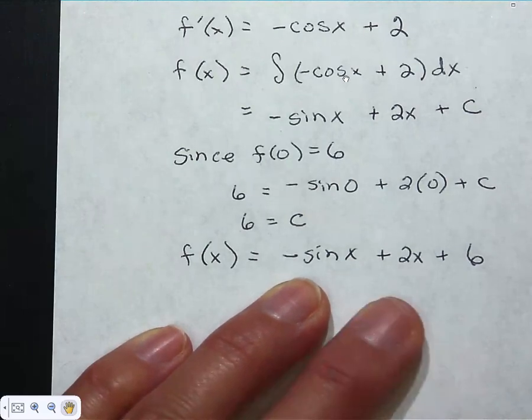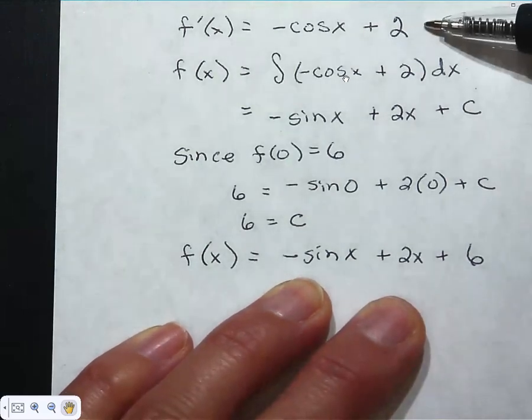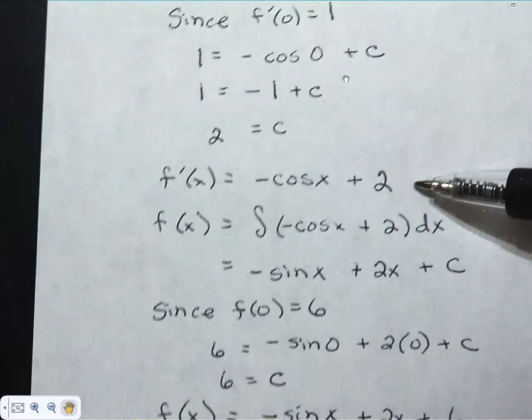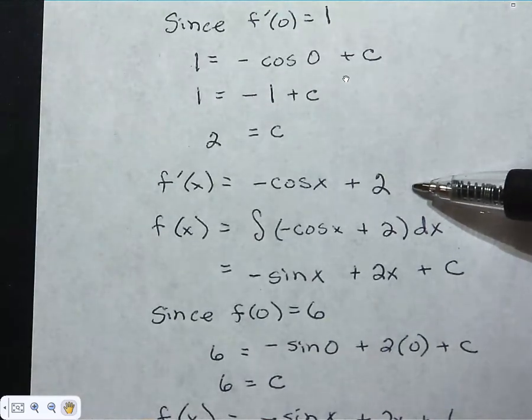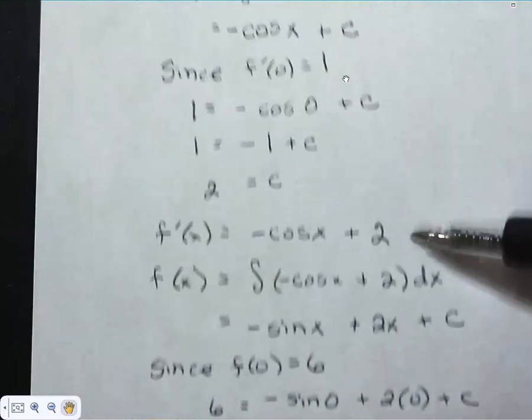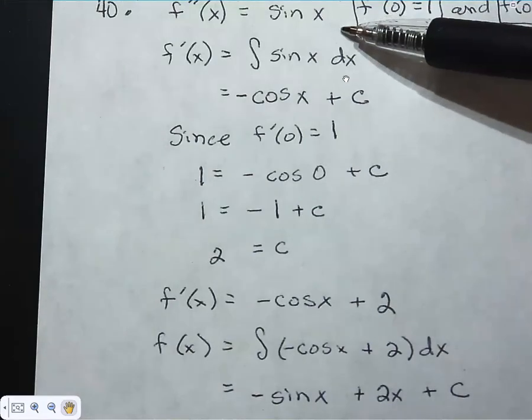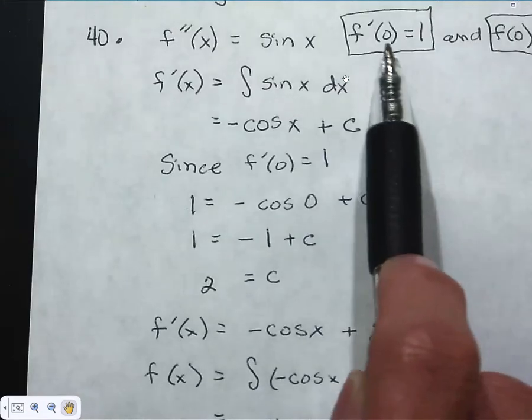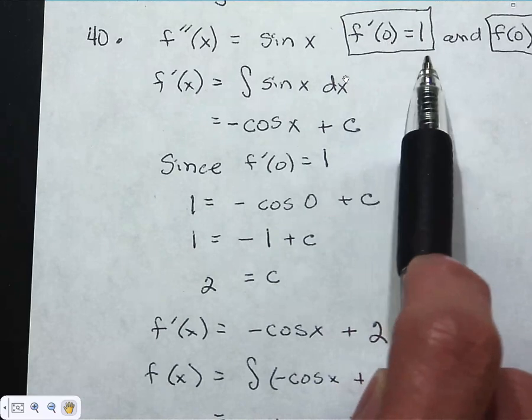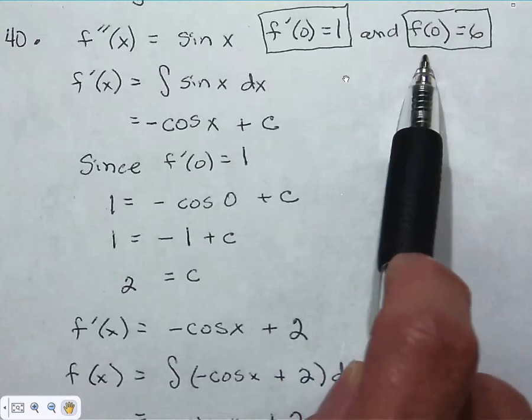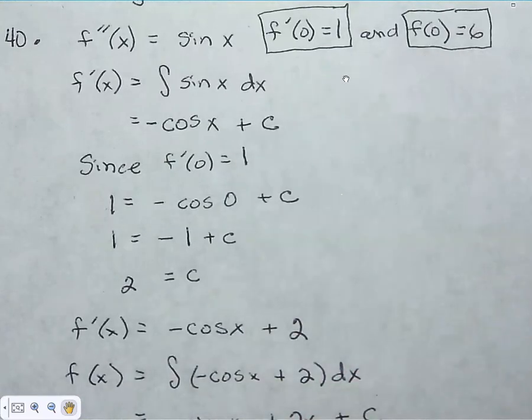Negative cosine x plus 2, which is what we got right here. And then the second derivative would be sine x. And then we can check to make sure that if we put 0 into the first derivative, we get 1. If we put 0 into the original function, we get 6. We've met all 3 of those conditions, and I love things on the test that I can check. All right, not bad, right?